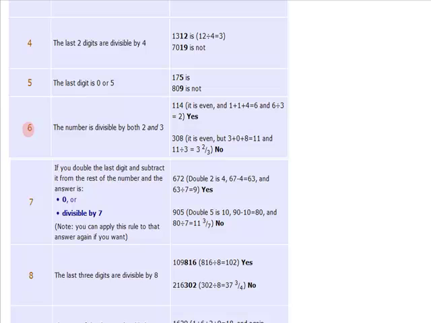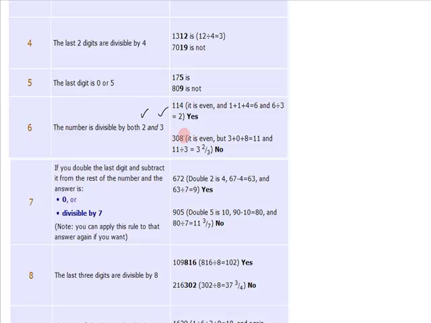The test is if 2 is a factor and 3 is a factor, then 6 is a factor. So, example, 114. Is it divisible by 6? Well, test it for 2. It ends in a 4, which is even, so it works for 2. Add the digits. 1 plus 1 is 2, plus 4 is 6, and 6 is divisible by 3, so it passes the 3 test. If it passes both the 2 and the 3 test, then it passes the 6 test.